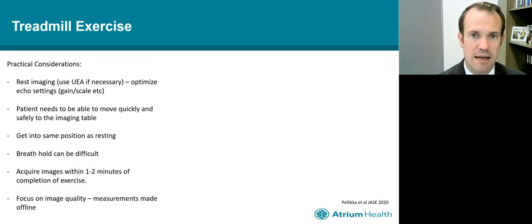But we really want to try and get those images within 1 to 2 minutes, as quickly as possible, in order to be able to get that kind of peak stress. Now, you will have cases where patients' heart rates will recover very quickly. They're usually people who are very fit, so their prognosis is good to begin with. But if you can get those images done within 120, 90 seconds, that's still prognostic data. And again, we should really be focusing on image quality during that period of time after stress, and we can do the measurements offline afterwards.